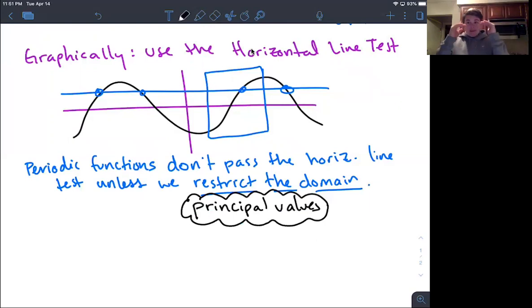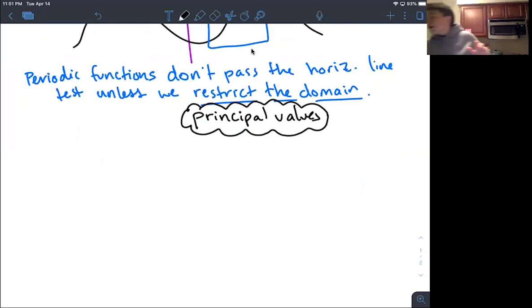So let's take these one at a time. We're going to look at sine, cosine, and tangent. Those are going to be the three principal values that we look at.